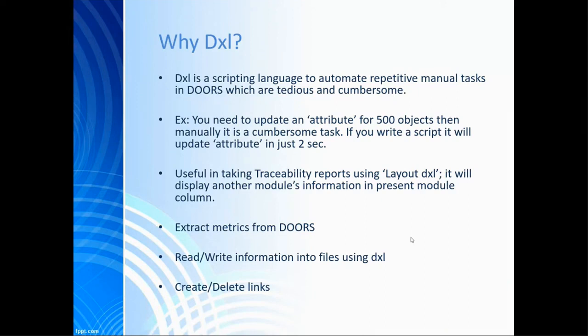And DXL is very useful in extracting metrics from DOORS. Metrics like how many requirements are reviewed, how many are tested, how many are to be reviewed, how many are to be tested, and how many inlinks and outlinks there are to systems and subsystems. We can extract all that information using DXL. And you can write or read information into files using DXL, and you can create and delete links using DXL.